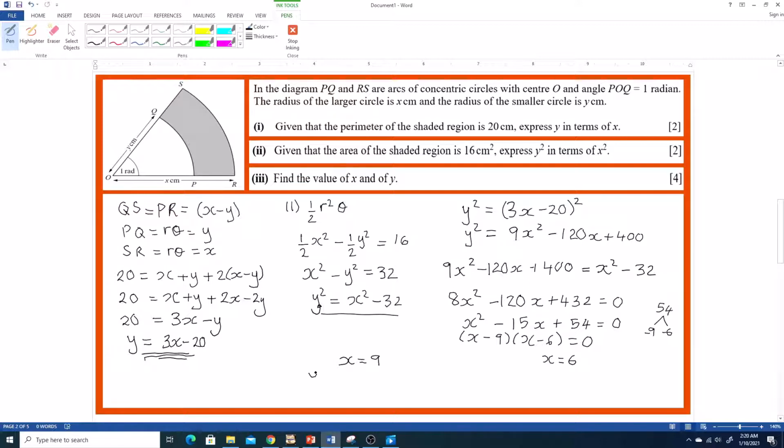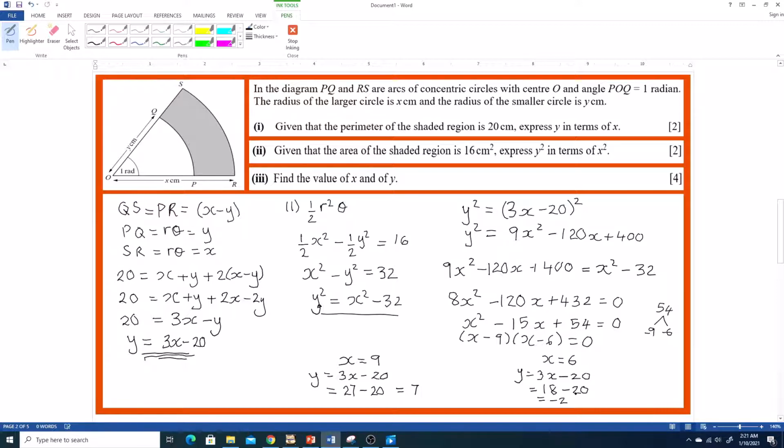So y is equal to 3x minus 20, which is going to be 27 because our x is 9, minus 20, which gives us 7. Now if I do the same with this one, y is equal to 3x minus 20, I'll get 3 times x is going to give us 18 when our x is 6, minus 20, which gives us negative 2.